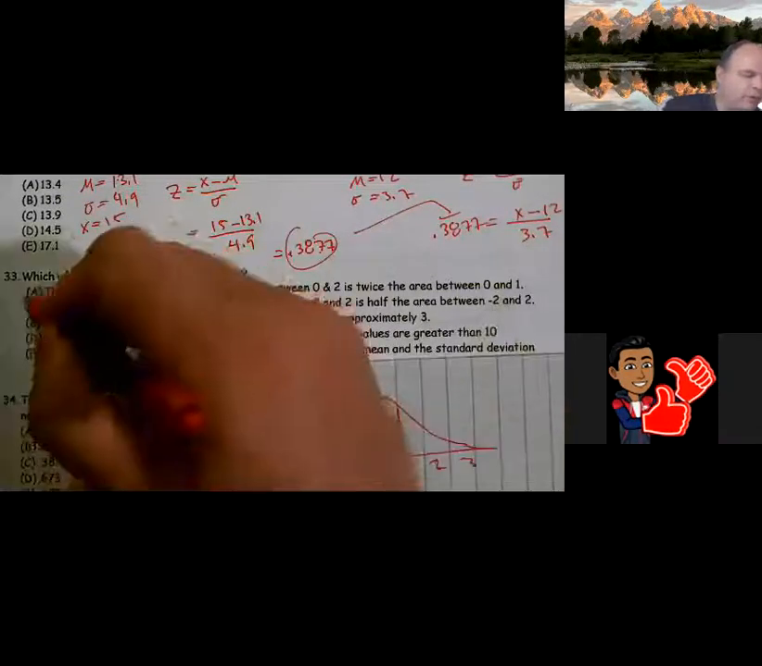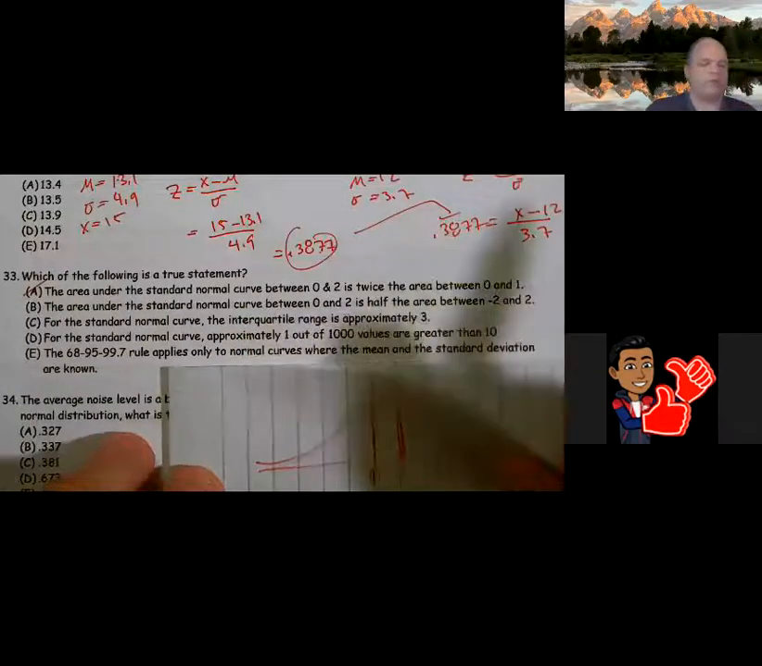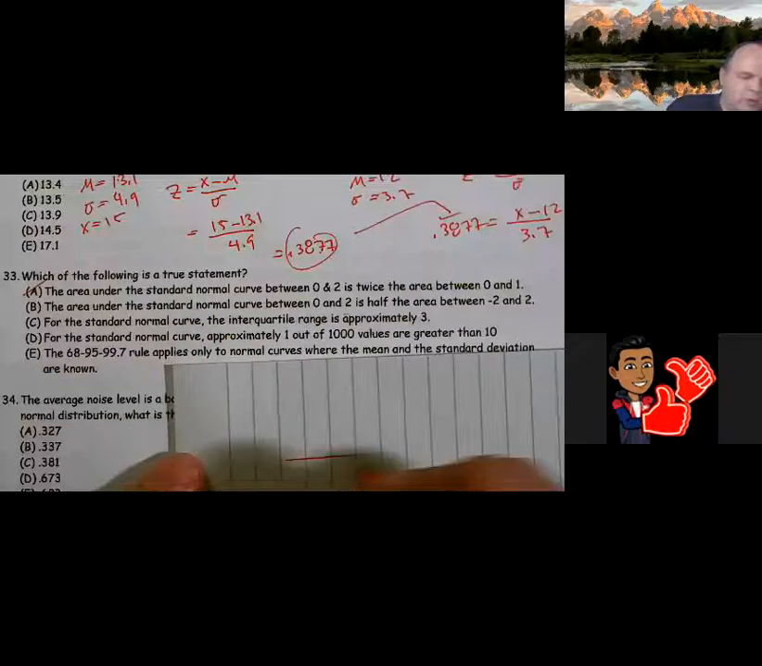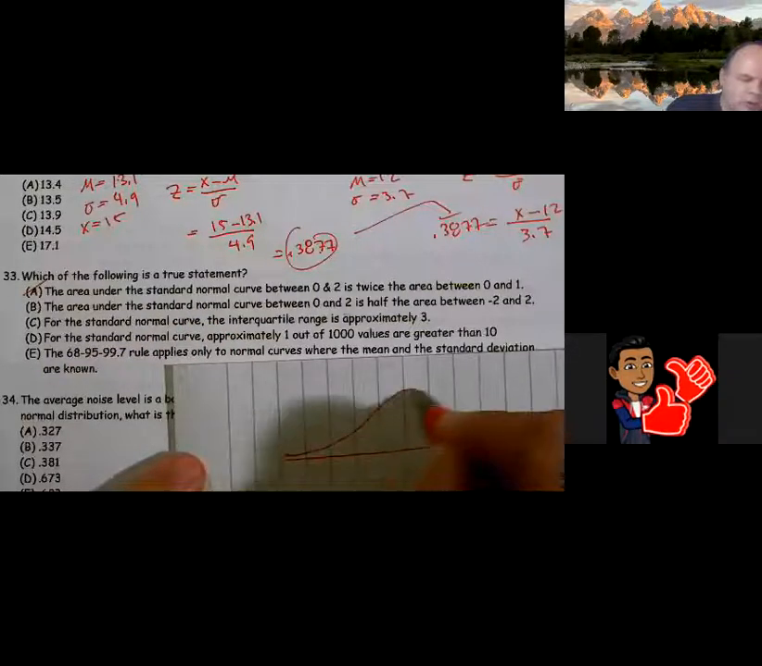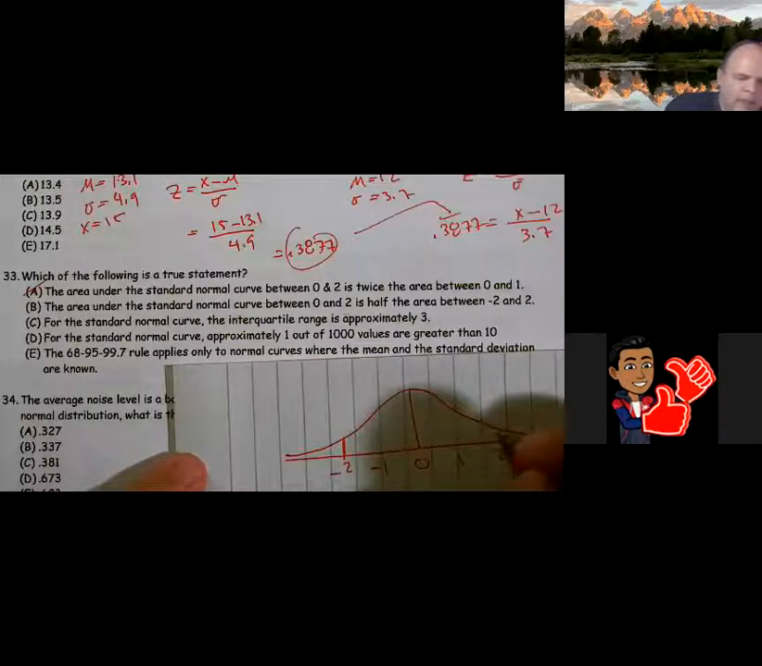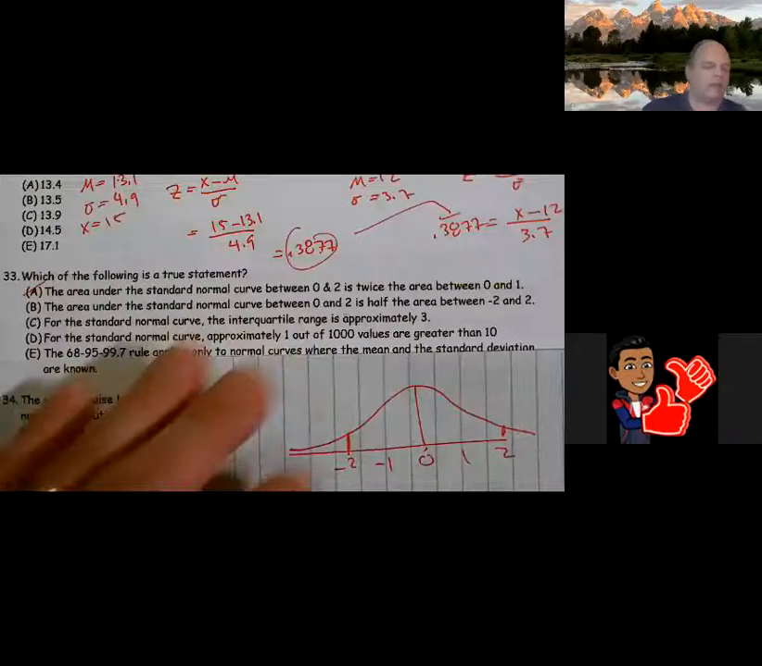So that one's false. The area under the standard normal curve between 0 and 2 is half the area between -2 and +2. This happens to be true, and the reason it's true is because it's symmetric about the mean. So 1, 2, -1, -2. This area is the same as this area. Half is over here and half over there. So that's going to be the same. So that's true.